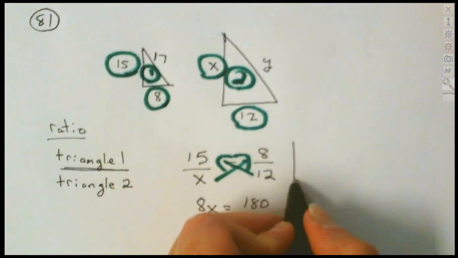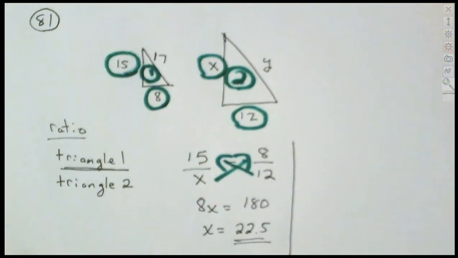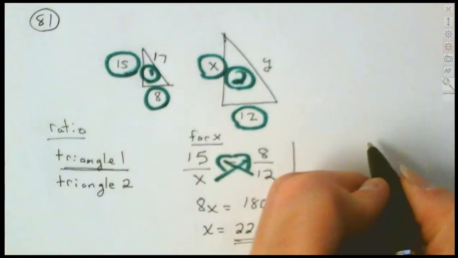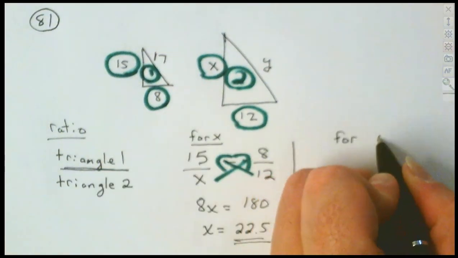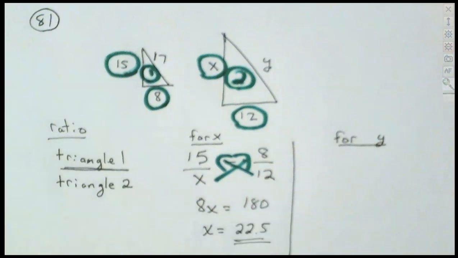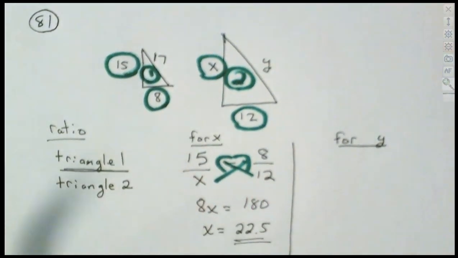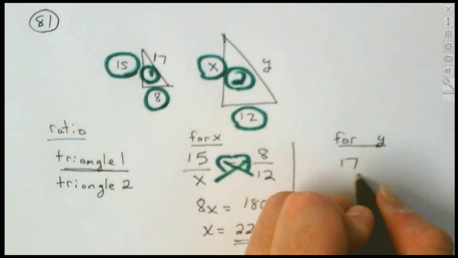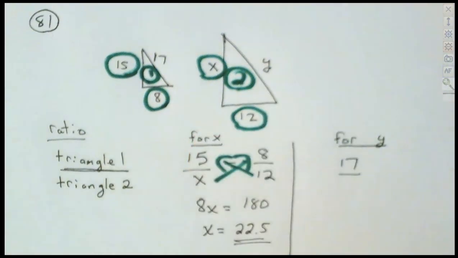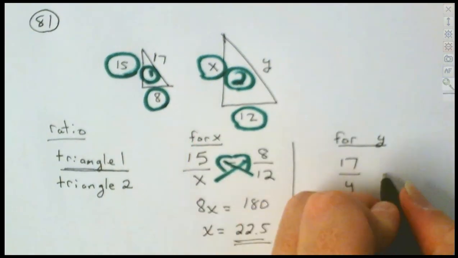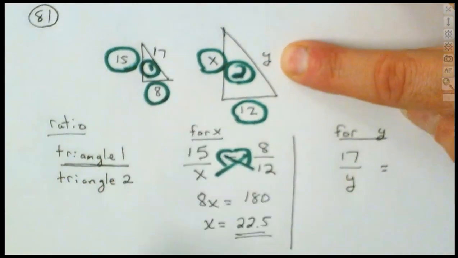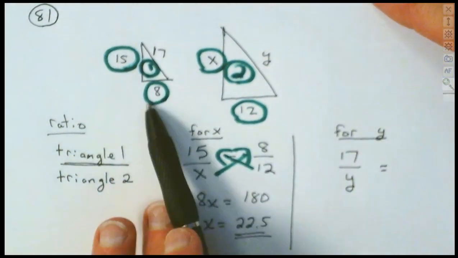Now how do we get the y part? Well, if I want to find it for y, I need to make sure the y's match up. If I want to solve it for y, how do they work? Well, triangle 1 has 17. Triangle 2 has the y. Those go together, right? And then what's our other ratio? 8 over 12.